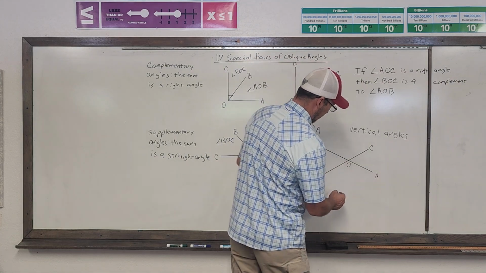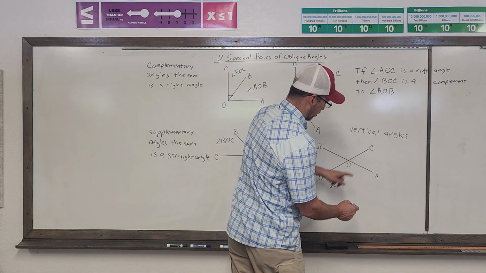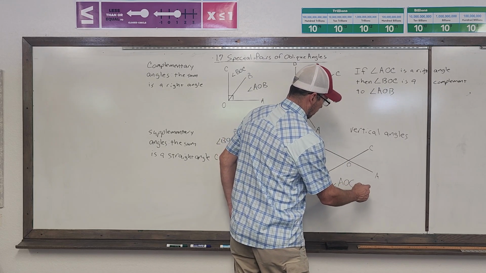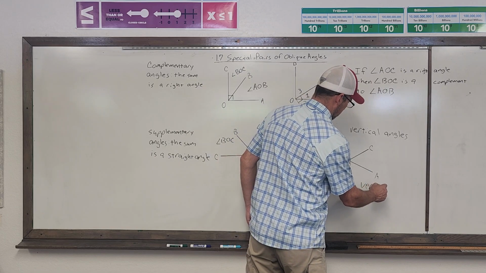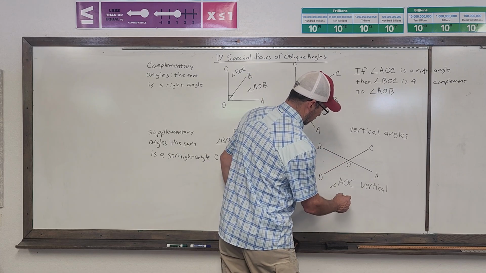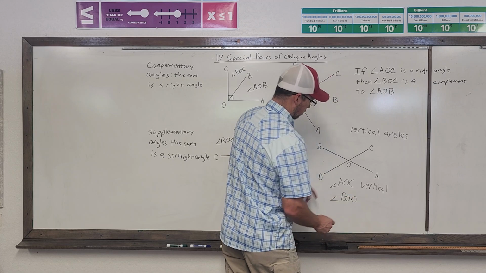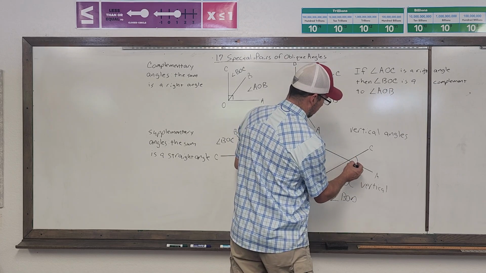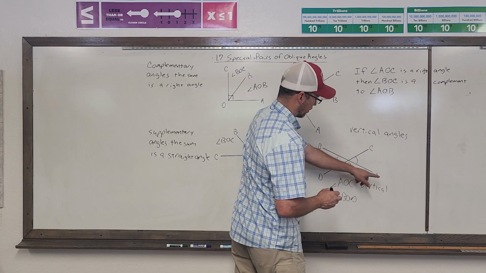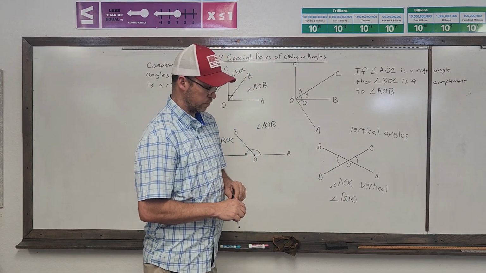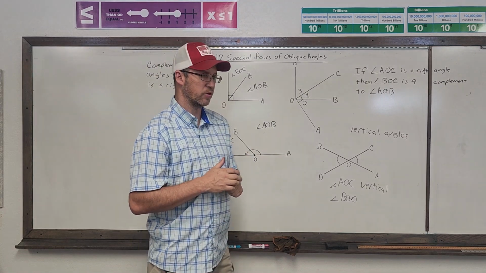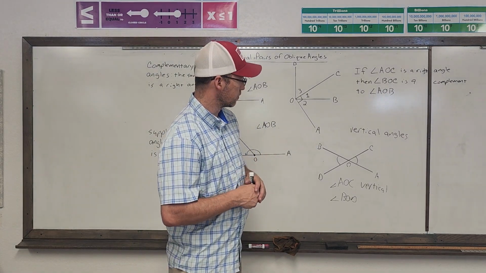So what they're saying is angle AOC, this one right here, is vertical to angle BOD. This angle is vertical to this angle. This angle BOC is also vertical to AOB because they're straight across. When it's just four angles formed by two intersecting lines, the angles are either going to be vertical to each other or adjacent to each other.